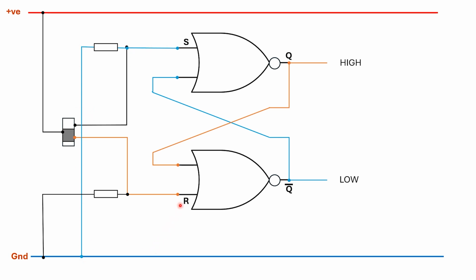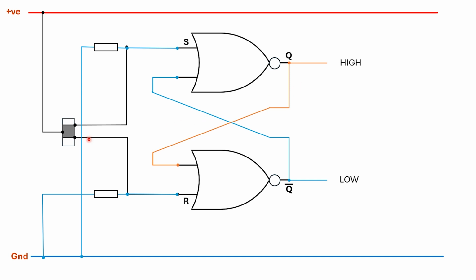For R, because its switch terminal is connected to the positive supply bus, that pulls R high. If you recall from the truth table, the output of a NOR gate can only be high if both inputs are low. Because the R input is being pulled high, that means the output of this NOR gate must be low, regardless of what is happening with the other input. So the output not Q is going to be low, which means both inputs to the other NOR gate will be low, and correspondingly the output Q will be high.